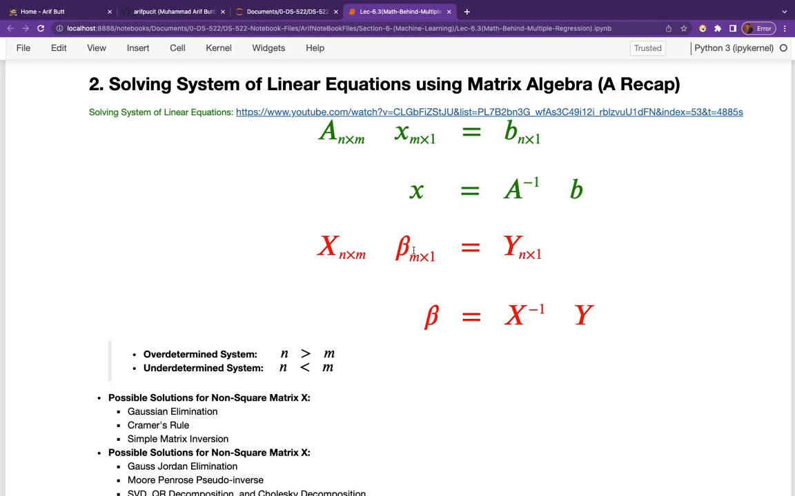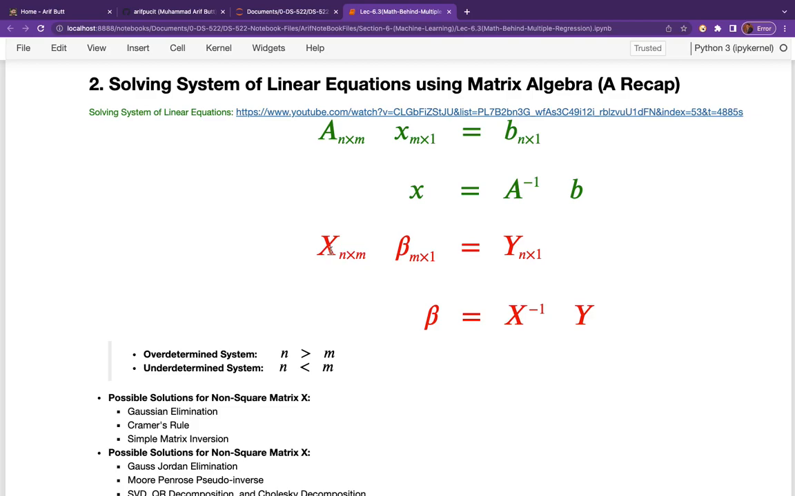In real world scenarios, we mostly have overdetermined systems of linear equations, where the number of equations is greater than the number of unknowns. And of course, in that case, we get a thin and tall matrix X. And at times we have n less than m, which is an underdetermined system of linear equations. And in that scenario, we get a fat matrix X. So to conclude, the matrix X in most real world scenarios is not a square matrix.